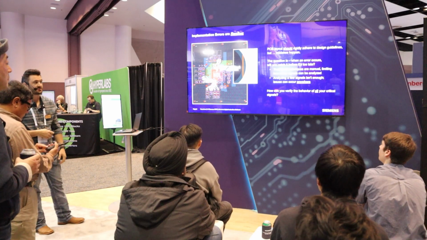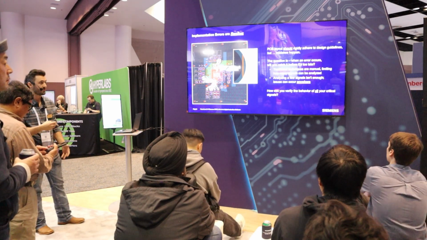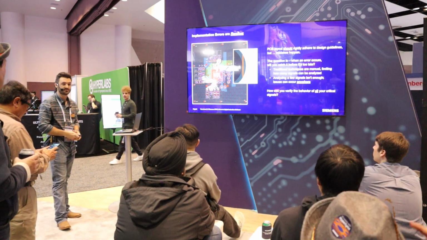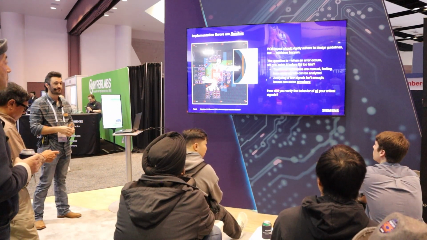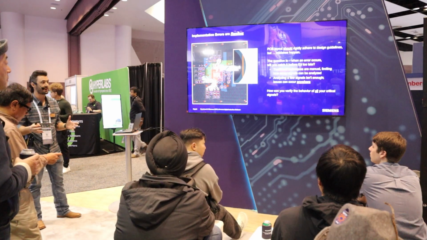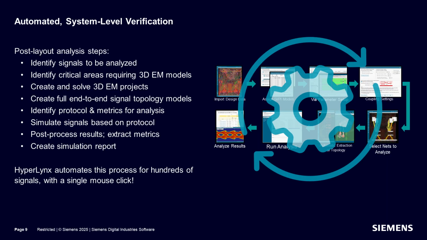So the question then becomes, when we find an error, will we be able to catch these errors before it's too late? Traditional methods that we have, like manual inspection or building a detailed channel model for every single net on the board, can be very tedious, error-prone, and time-consuming. There's a lot of human error introduced. So in order to catch all of these issues and verify all of our signals, we really need to automate this process. That being said, full automation of a system-level post-layout board is a tall order.